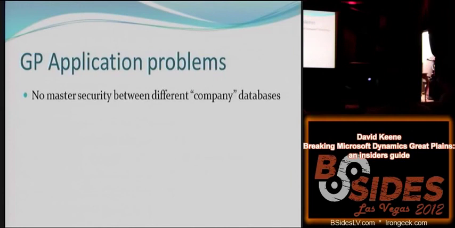No master security means there's no way as the Great Plains administrator to go into each one of those separate databases and say, all right, Ann has this access to this company, and she doesn't have access to this. You have to go into each individual company and set it up. So there's no way to easily do that. We've got 16 different company databases where I work. So to have to log in and manually administer this is a nightmare.